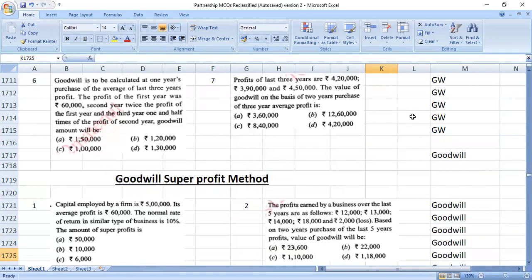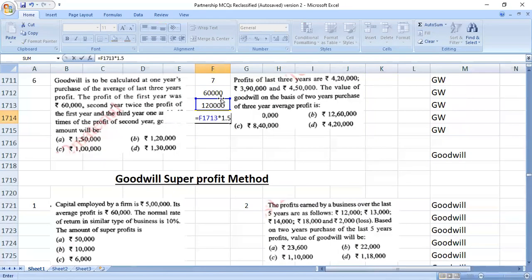Sixth question. Goodwill is to be calculated at 1 year's purchase of the average profits of the last 3 years. Okay, 1 year purchase, so just finding the average is enough. The profit for the first year was 60,000. Second year twice the profit of first year, and third year 1.5 times the profit of second year. So first year profit is 60,000. Second year is twice that, 1,20,000. Third year is 1.5 times the profit of second year, so into 1.5, 1,80,000.